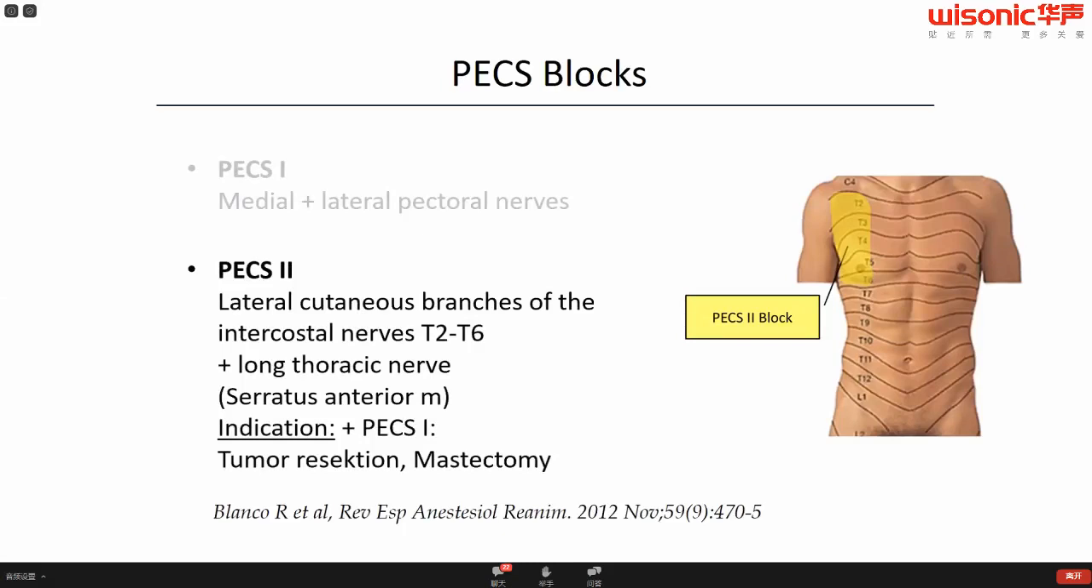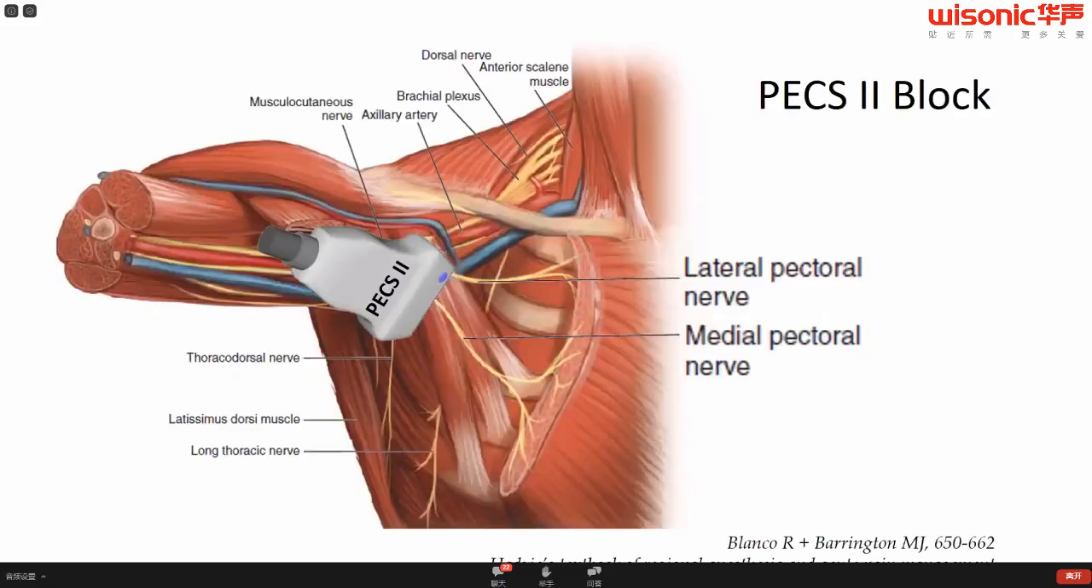With this block, you will block the lateral cutaneous branches of the intercostal nerves T2 to 6, the long thoracic nerve, which innervates the serratus anterior muscle. Indications are, together with the PEC 1 block, tumor resection of the breast or mastectomy. Here you see the anatomical picture. For the PEC 2 block, the probe is moved more caudally at the level of the fourth rib.